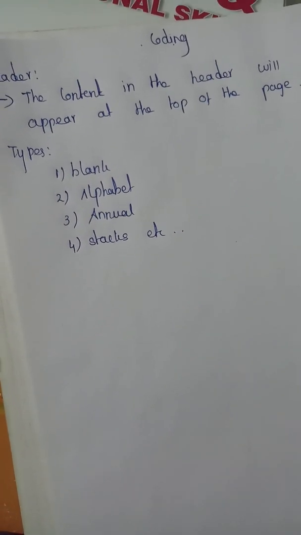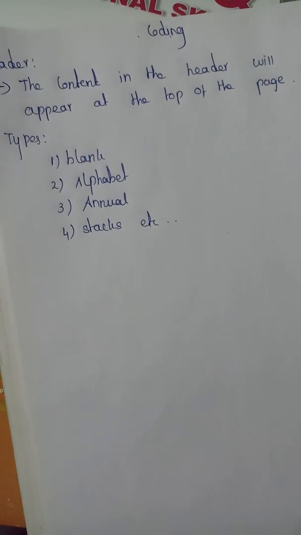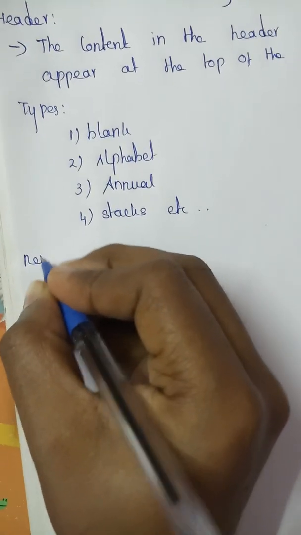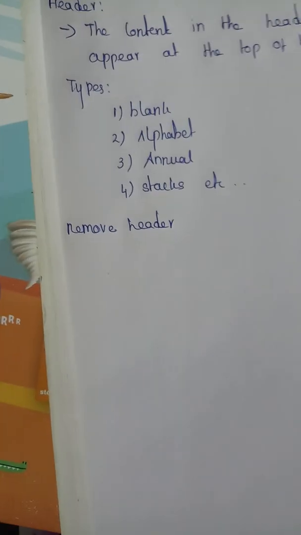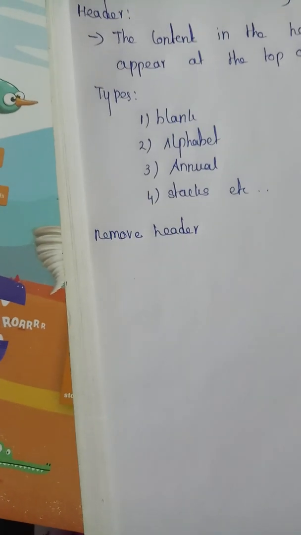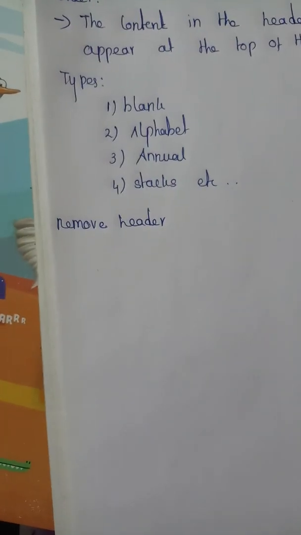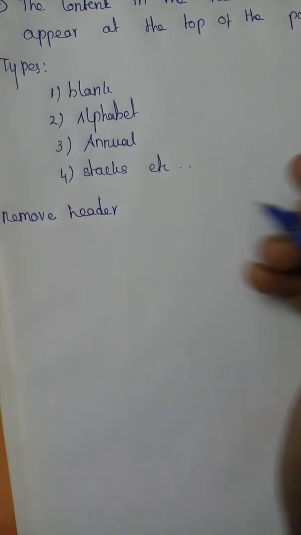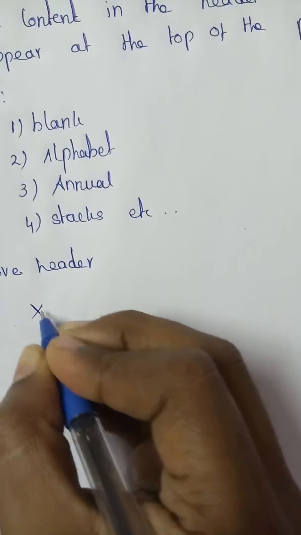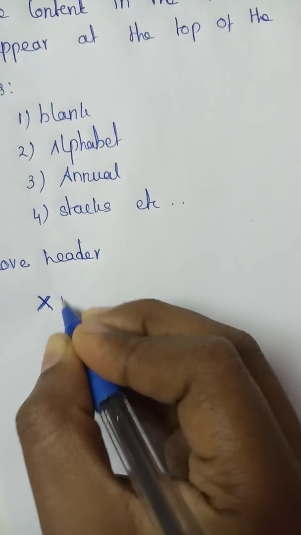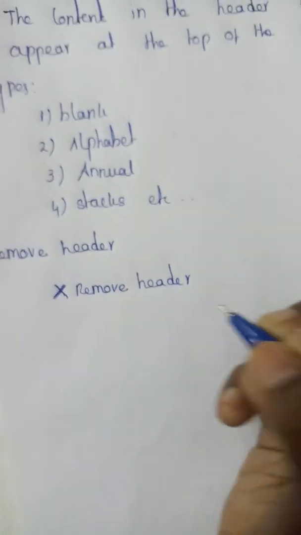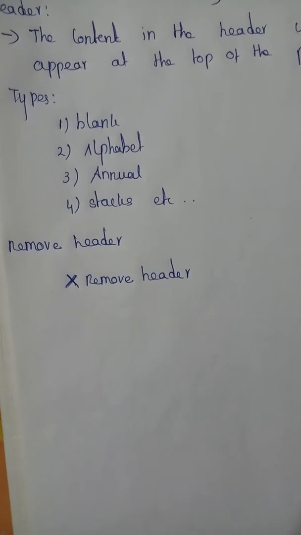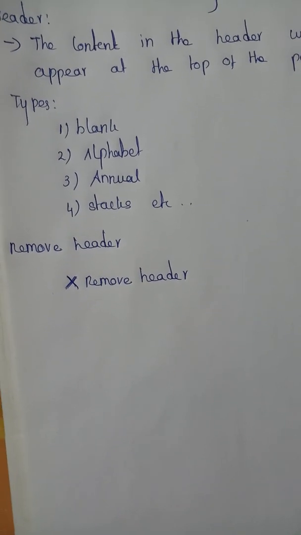So what is the use of the header? The content in the header will appear at the top of the page. You can also remove the header. When you click the header option in the Insert menu, you have the option Remove Header. The option is marked in red color and written as Remove Header. When you click this option, it will automatically remove the header from the document.